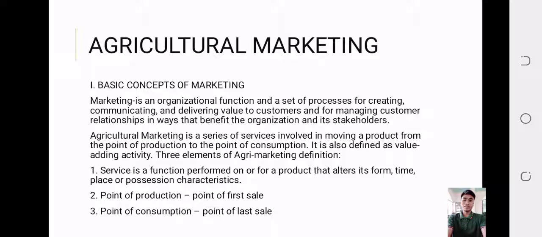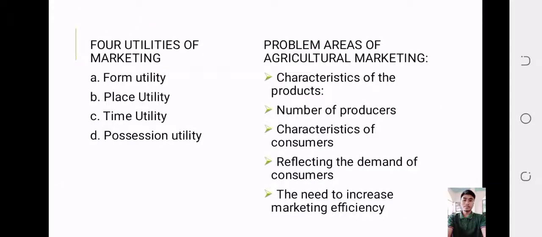Three elements of the agri-marketing definition. So these are: service, a function performed on or for products that alters their form, time, place, and position characteristics; and points of production, first sale, consumption, and last sale. Four utilities of marketing: form utility, place utility, time utility, and position utility.